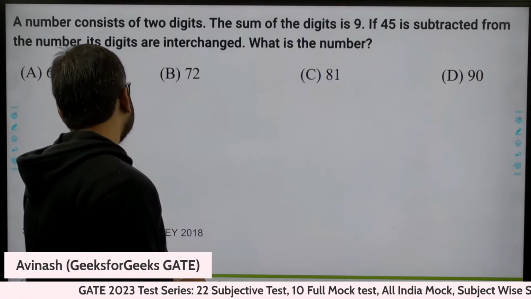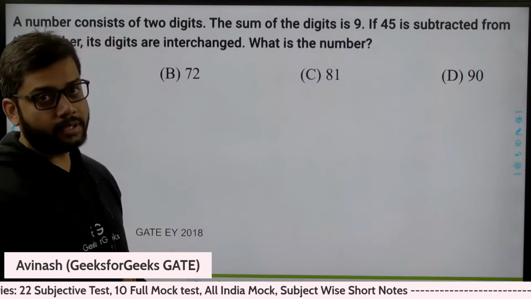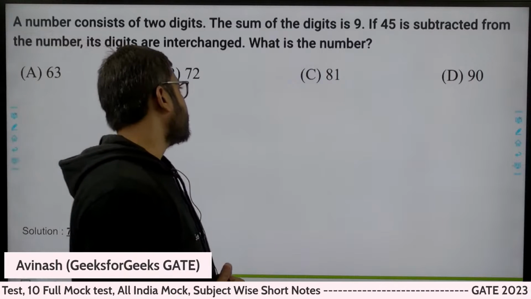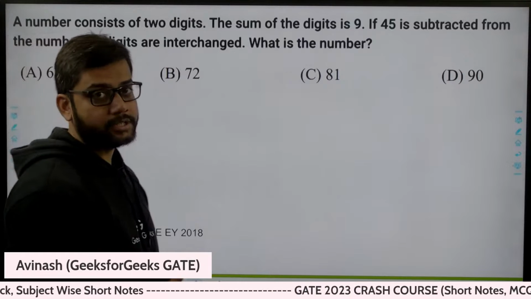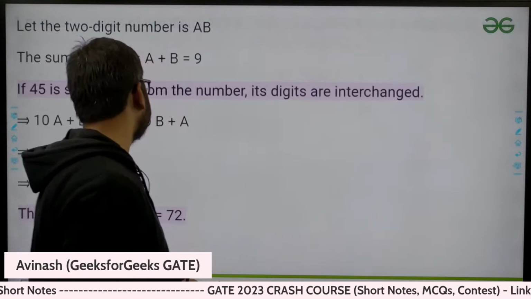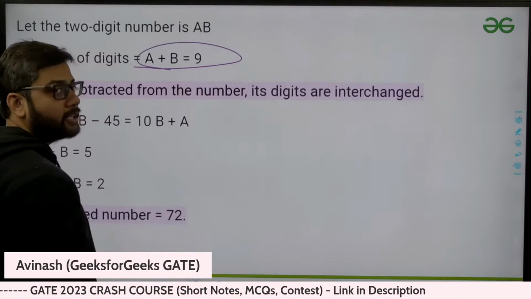The number consists of two digits. The sum of the digits is 9. Assume the number is xy, okay. x plus y is equal to 9. If 45 is subtracted from the number, the digits get interchanged, okay. Simple सा वैसा ही question है. So अगर ये कर दिया तो x plus y हो गया हमारा.